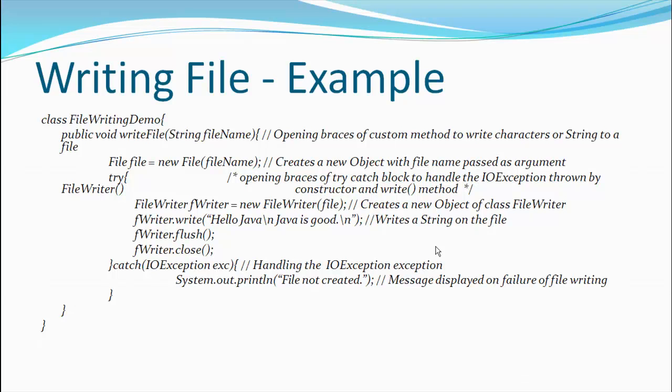In the following statement, we have a try-catch block. The following lines are in a try-catch block so as to handle the IO exception thrown by the constructor and the write method. We get a FileWriter object in the following statement. After creating an object of class FileWriter, we are writing a string on the file. The string being supplied is "hello Java \n Java is good", which writes a string on the file.